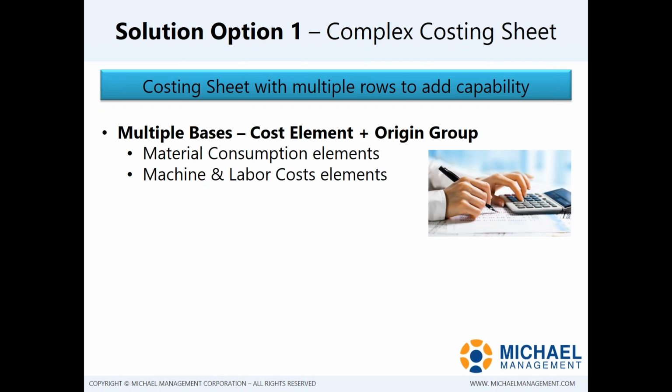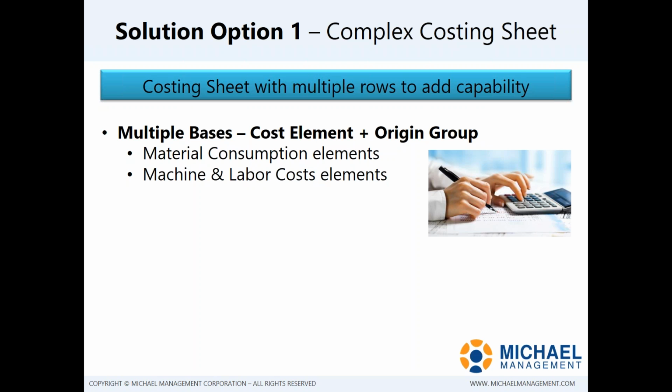So a point to note is that you can have multiple bases, i.e. multiple rows. They can be different ranges of cost elements. In your material consumption accounts, you can add secondary cost elements, i.e. machine and labor type costs. But it's important to note you can also use the origin group if you use this in your material master record, that you can then differentiate, for instance, raw materials from packaging. So one base row could be raw materials using cost element ranges in the origin group. The other one could be packaging.